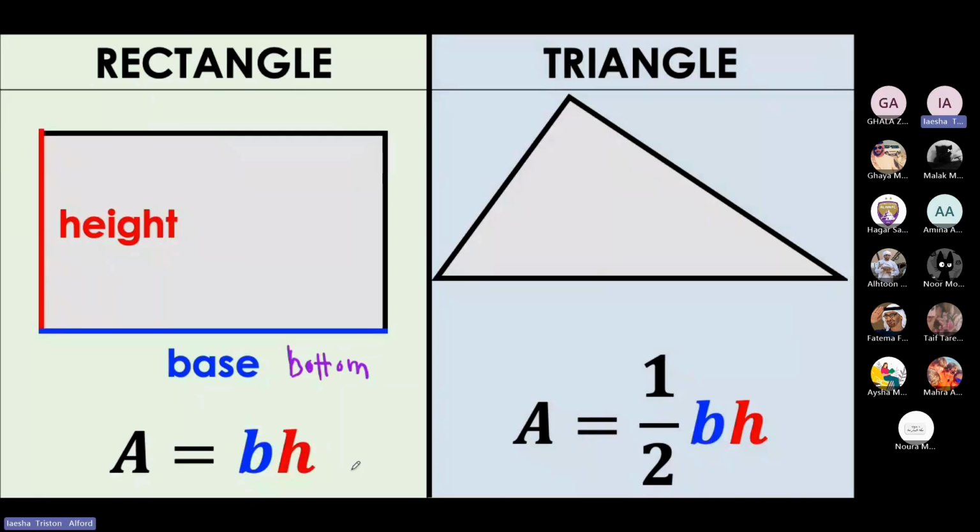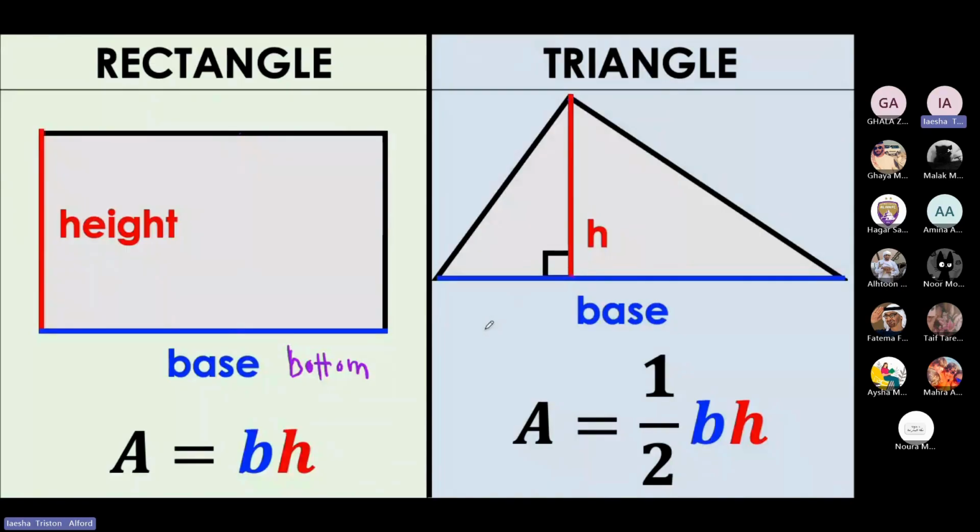Okay, the base is on the bottom. The height has to go from the top to the bottom. For the triangle, it's the same. The base is the bottom, and the height goes from the top of the triangle to the bottom. If they give you a triangle like this, it has to make a right triangle. It's the number going from the top to the bottom.